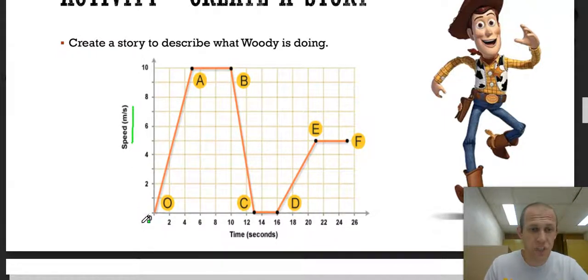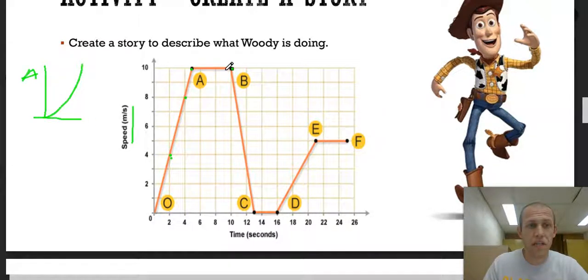So first he was traveling at 4 meters per second. 4 meters per second right here. And then he's traveling 8 meters per second. And now he's traveling 10 meters per second. So his speed is increasing. On the position time graph, you would see something like this happen during that time for A.